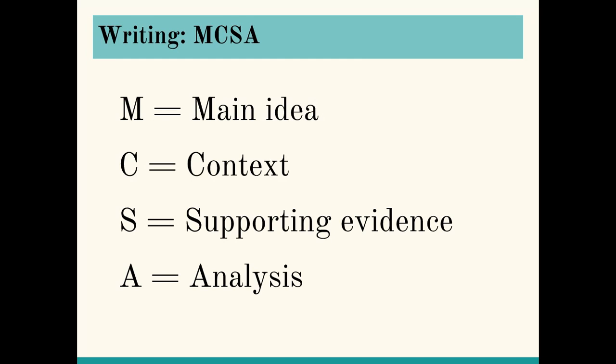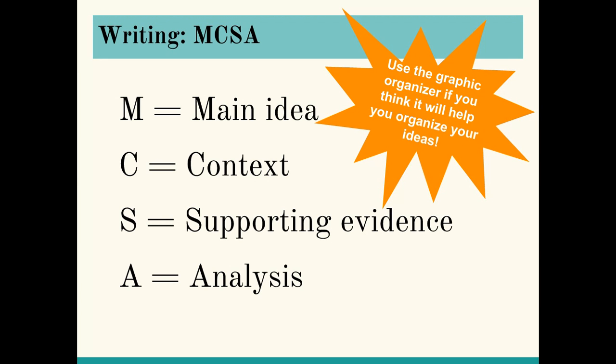Quickly, let me review that an MCSA paragraph is your main idea, context, supporting evidence, and analysis. Your main idea is one sentence that identifies the topic of the paragraph. Your context is one sentence that identifies where you found your evidence or quote. Your supporting evidence is the quote that supports your main idea. And your analysis is 3 to 5 sentences that explain how the evidence supports your main idea. Now, there is a graphic organizer that you can use to make sure that you have all of these pieces before you actually write it as a paragraph.